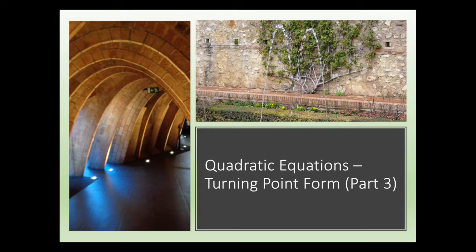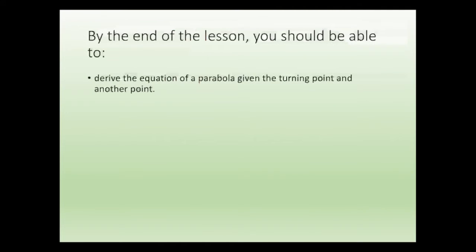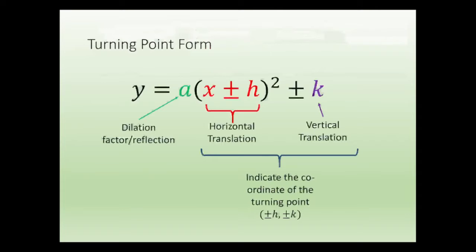Alright, for this lesson, we are going to see how you could derive the equation of a parabola given the turning point and another point. Just a quick recap: y equals a(x plus or minus h) squared plus or minus k is the turning point form of a parabola. x plus or minus h gives you the horizontal translation, k gives you the vertical translation, and given h and k, we know the coordinates of the turning point.